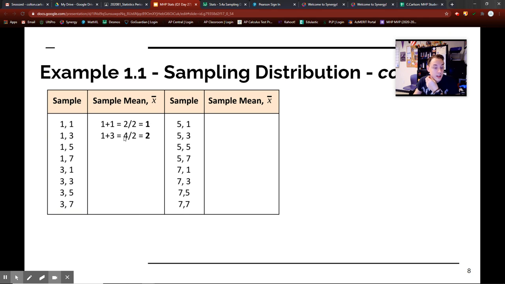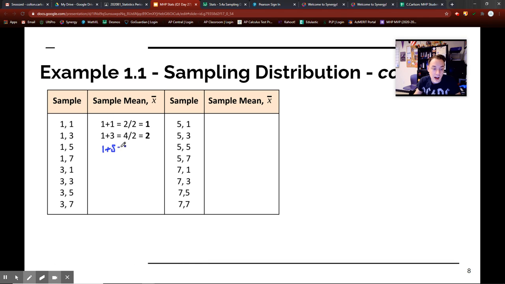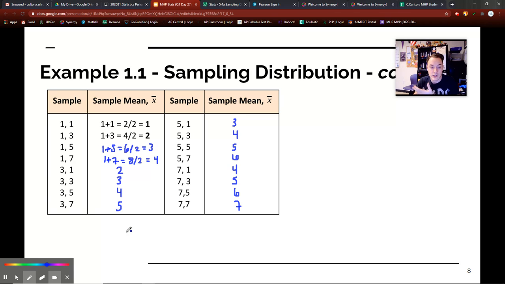I have 1 plus 3 equals 4, but then I divide by the number of numbers, which is 2. 4 divided by 2 is 2. So if I continued this strand, what would happen, guys, is I would take 1 plus 5 equals 6. Divided by 2 gives me 3. I would take 1 plus 7 equals 8. Divided by 2 gives me 4. And I would continue this all the way through. Okay? So here are the rest of them as shown.